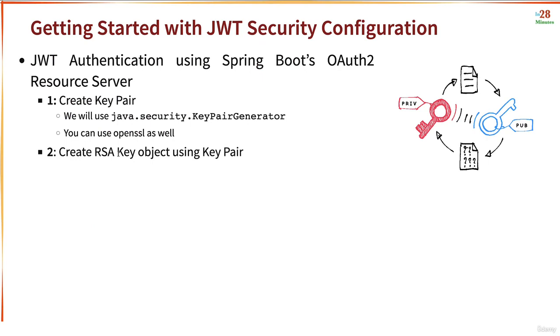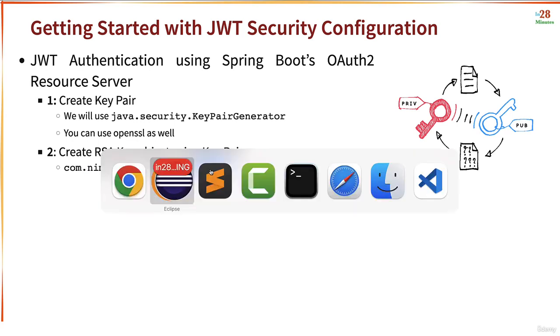Next, we would need to create an RSA key object using the key pair. We'd be using a library called Nimbus to do the RSA encoding and decoding. Nimbus is already part of our classpath. This is brought in by our OAuth resource server dependency. And therefore, what we would try and do is to create an RSA key object. Let's go ahead and see how to create a Nimbus RSA key object.